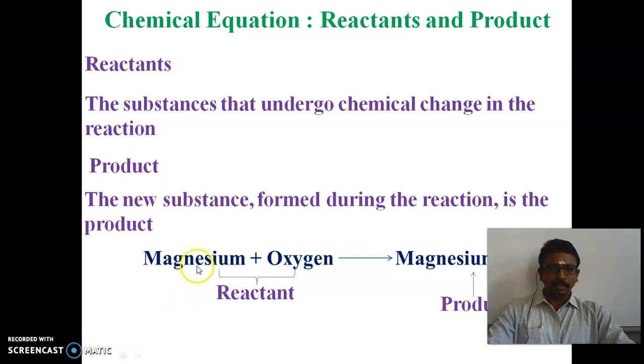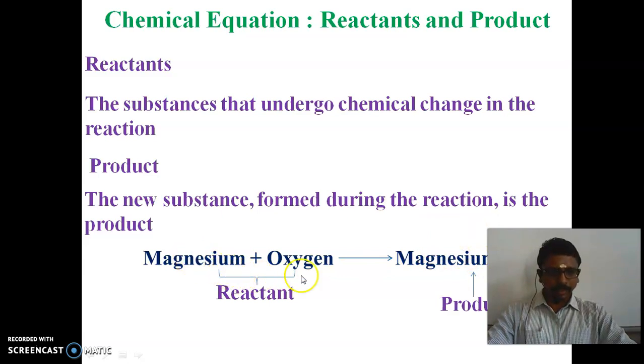Here the magnesium and oxygen are the reactants. So these are the substances. The magnesium and oxygen only undergo chemical change. It will change to what? It will change to magnesium oxide.